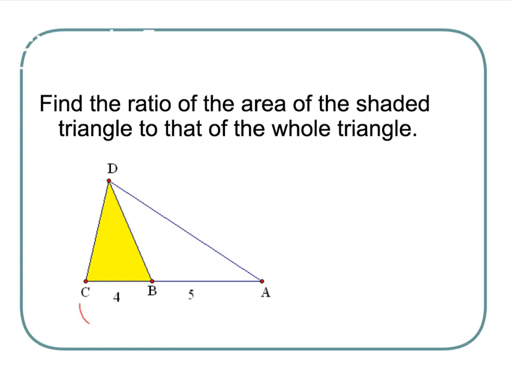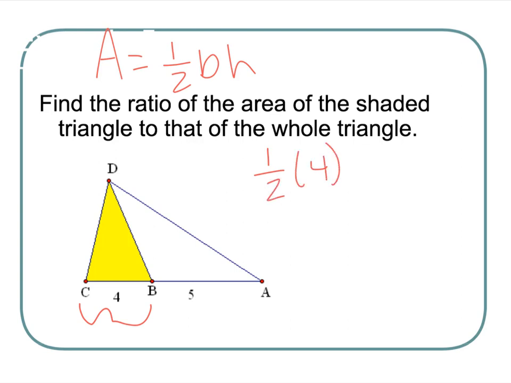Well, my base of this triangle is 4, right? And I know my area equals 1/2 base times height. So I know my base is 4, right? So 1/2 times 4. Do I know my height? Let's just pop an H on there. All right? Now, my larger triangle, which is this guy, what's my base of that one? 9. Do I know my height? No. Is it the same as the shaded one? Yes. My height is, in fact, that for both of them. So the height is the exact same H.